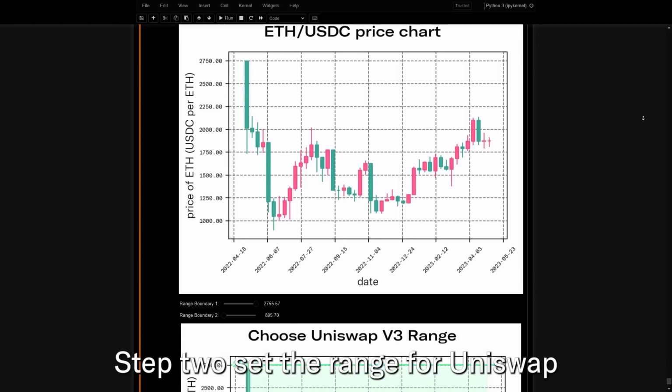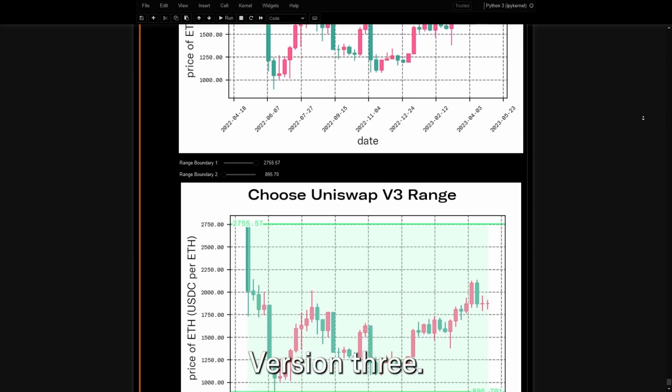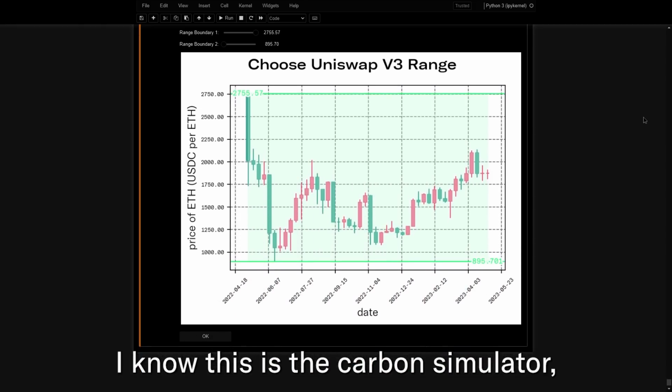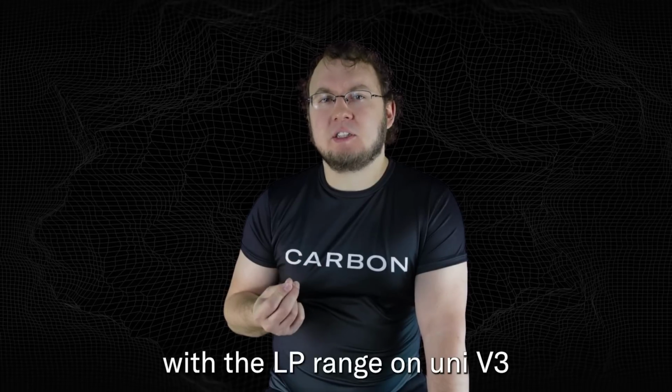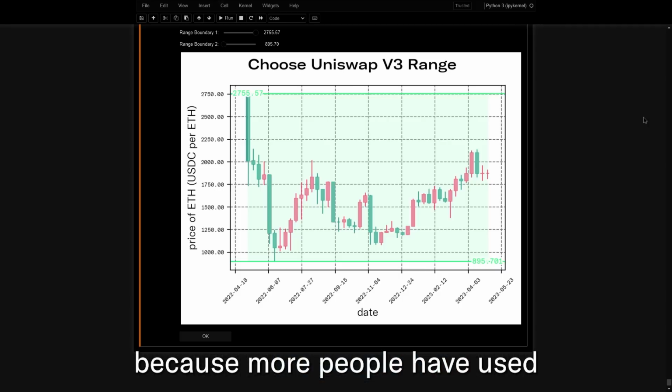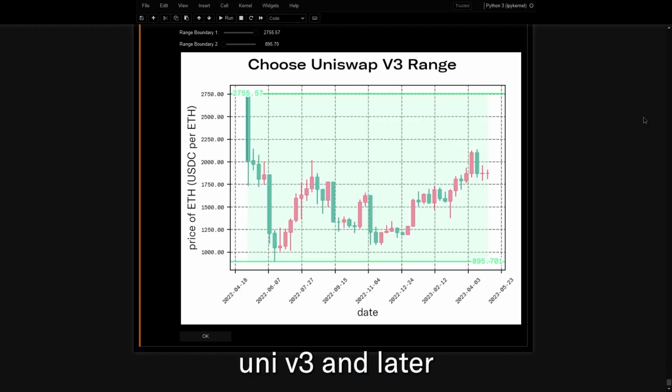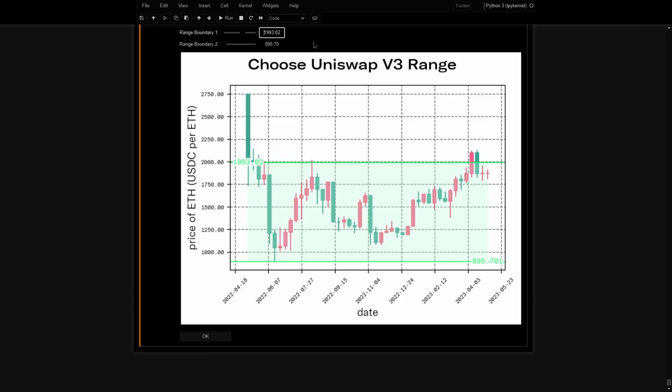Step 2, set the range for Uniswap version 3. I know this is the Carbon simulator, but we're going to start with the LP range on UniV3 because more people have used UniV3, and later we can use the UniV3 ranges as a reference. And here we're just typing in 2000 for the upper bound and 1000 for the lower bound.